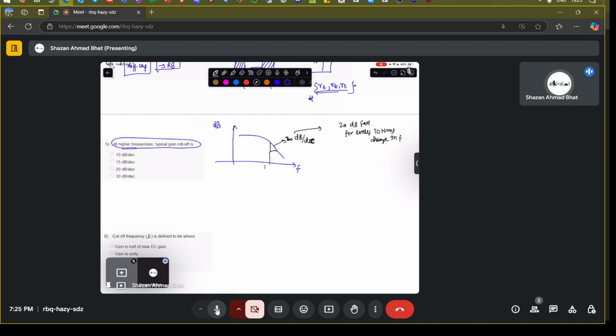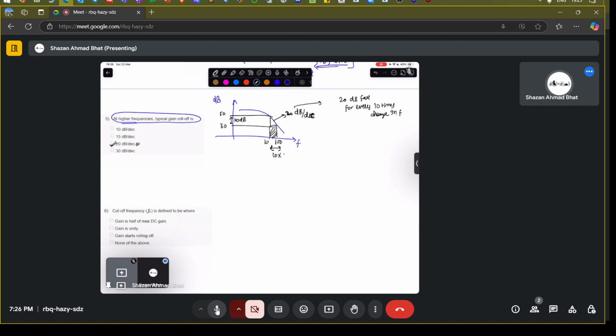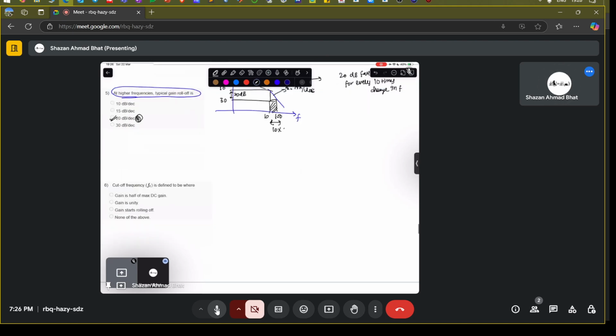That's what I talked about. If this is 10, then this frequency is 100, then there is a 10 times change in the frequency. And let's say this is maybe 20 dB. Then let's say for example this is 50 dB. Then this is 30 dB. So there is a 20 dB fall per decade change in the frequency. This is a decade change. That is the 20 dB per decade change in the frequency.